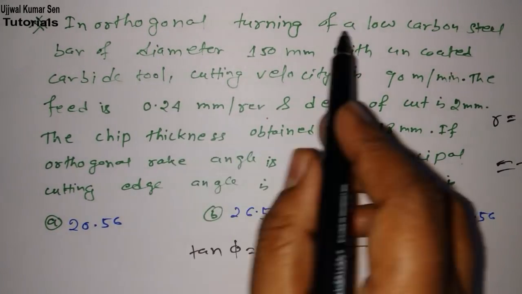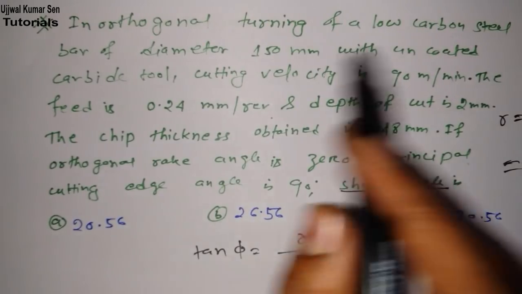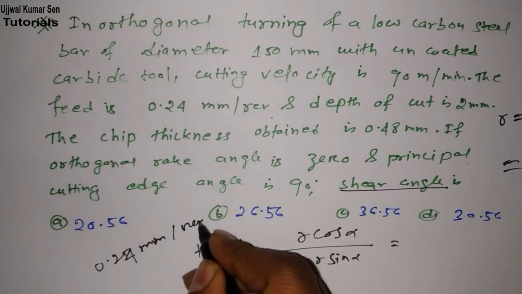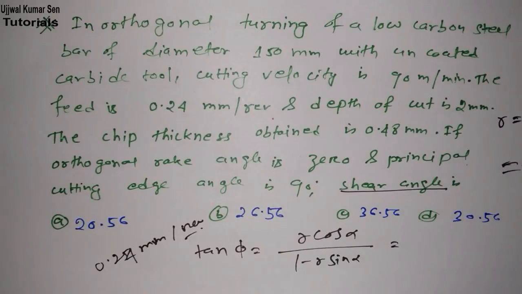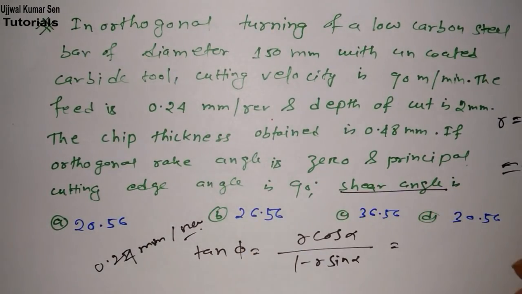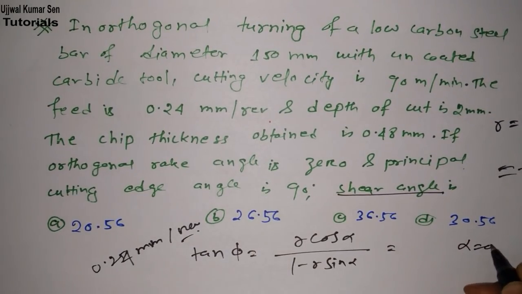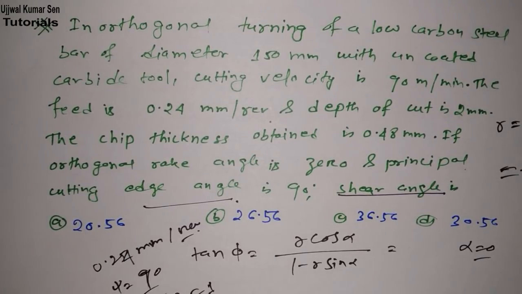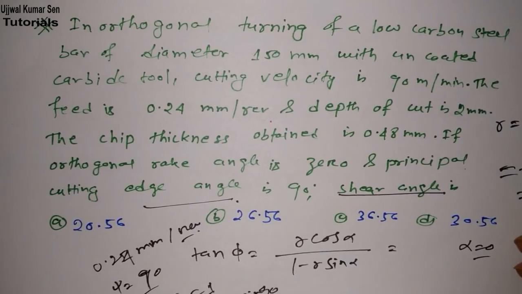from this question only. We are given an orthogonal cut, the cutting speed is this, and the feed is 0.2 mm per revolution. The depth of cut is 2 mm. The chip thickness obtained is 0.48. Now they have provided that alpha is equal to 0, and the cutting edge angle psi is equal to 90. If psi is 90, that means sin 90 is equal to 1. So t uncut is equal to 0.4 into sin 90, which is 0.24 only.